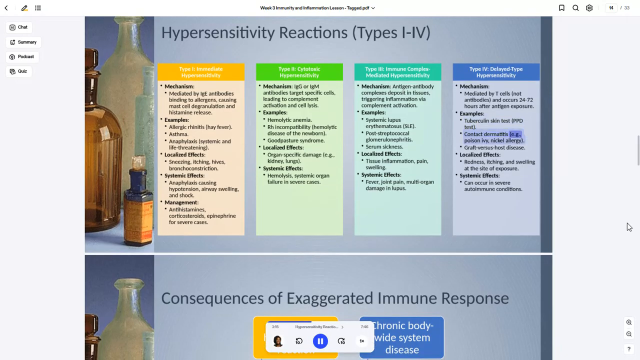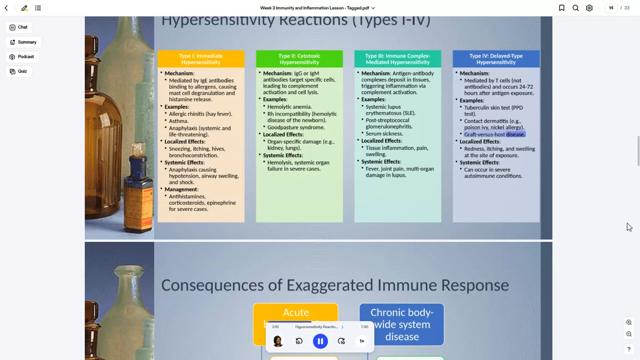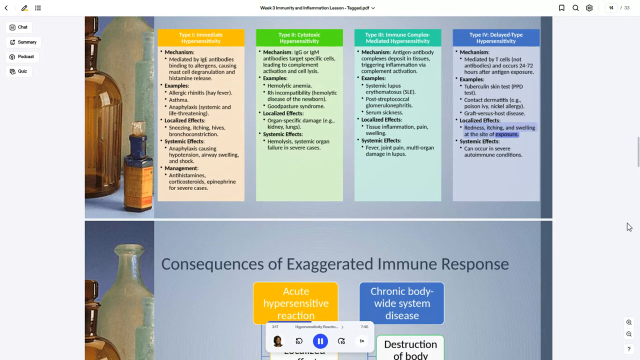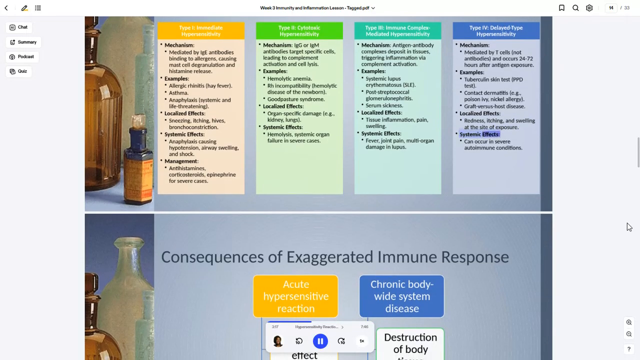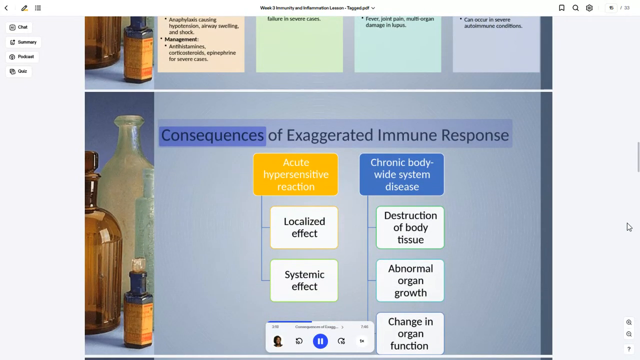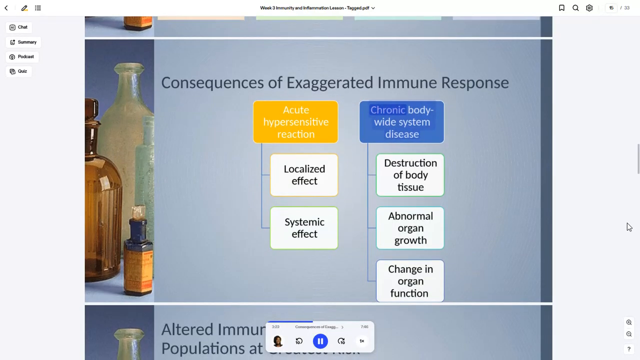Contact dermatitis, for example, poison ivy, nickel allergy. Graft versus host disease. Localized effects: redness, itching, and swelling at the site of exposure. Systemic effects can occur in severe autoimmune conditions. Consequences of exaggerated immune response: acute hypersensitive reaction, chronic body-wide system disease.